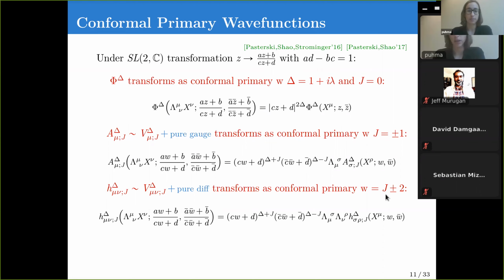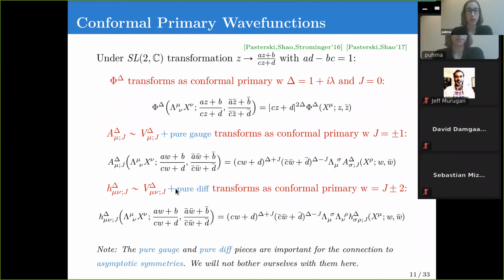Now these terms that I've denoted in blue here are very important if one wants to talk about the asymptotic symmetries, so the symmetries of this dual celestial CFT, and how it is identified with the symmetries of asymptotically flat space. But for the purpose of this talk, we will not have to bother with this, so I will just work with the wave functions V delta in the following.